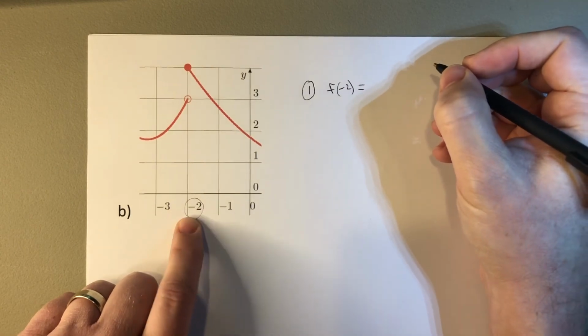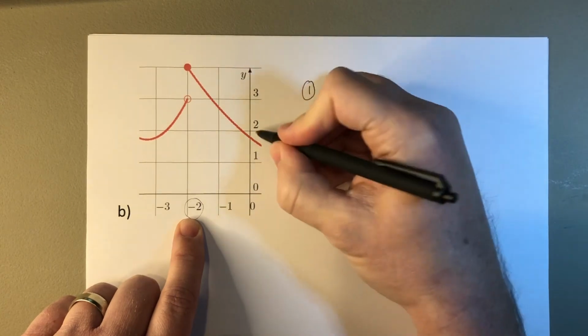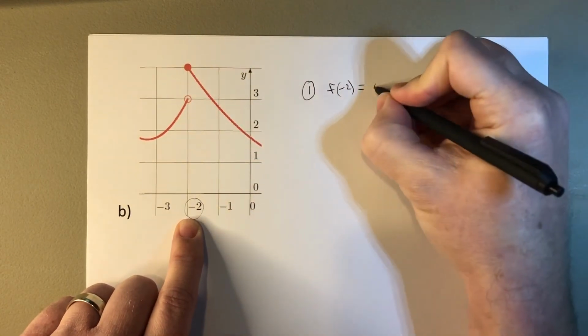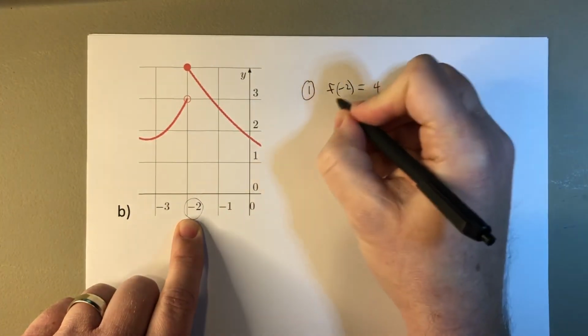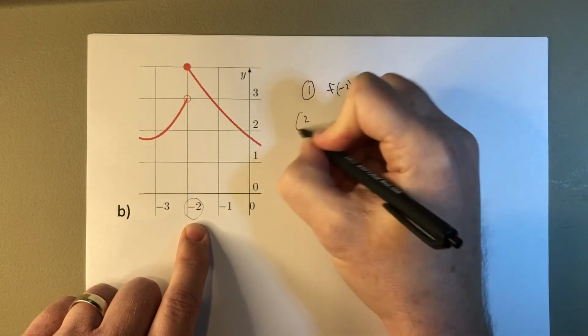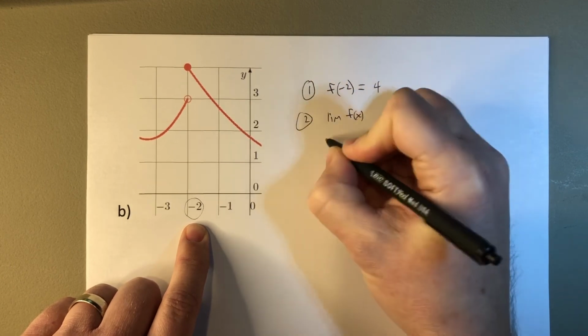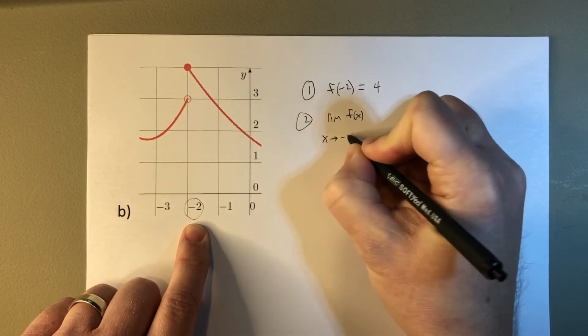Okay, so f of -2, what's that equal to? Does f of -2 equal anything? Yeah, it's equal to 4, right? 1, 2, 3, 4. So that part is fine. The function does exist at this x value. All right, what about number 2? What about the limit of this function as x approaches -2?